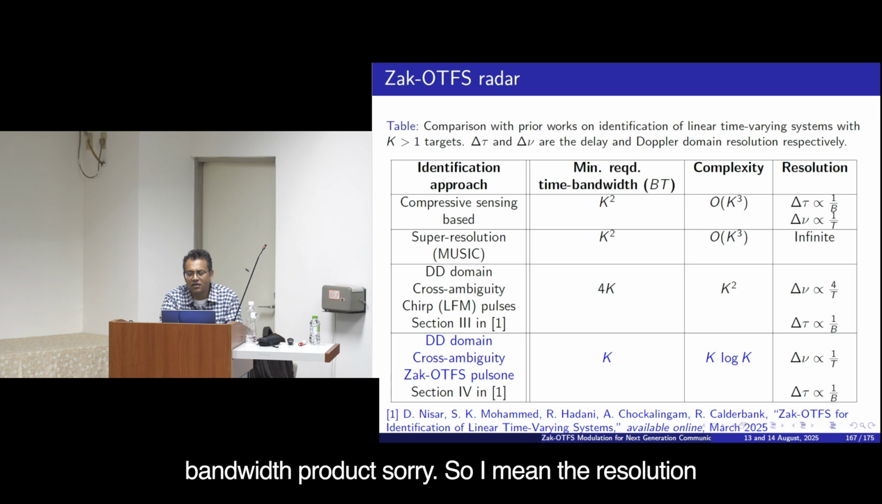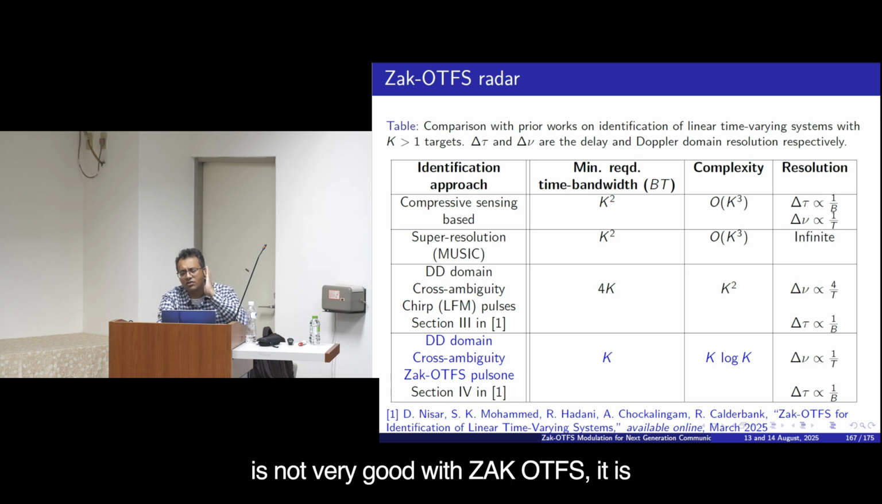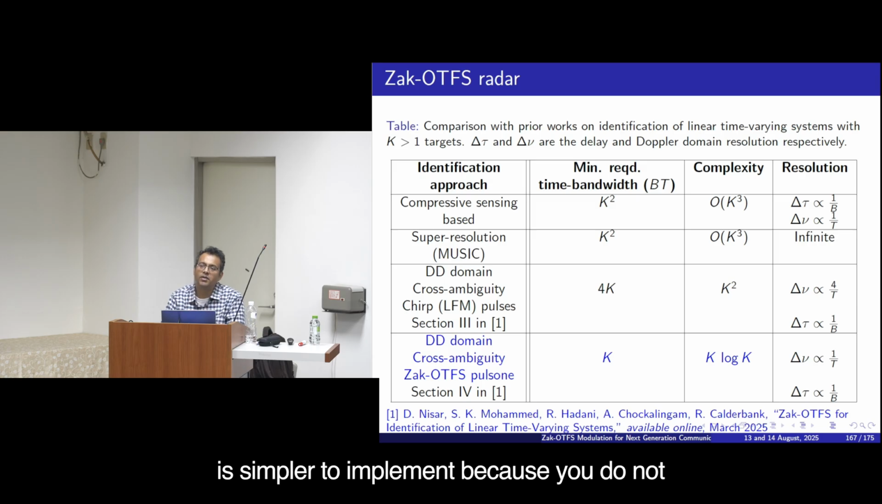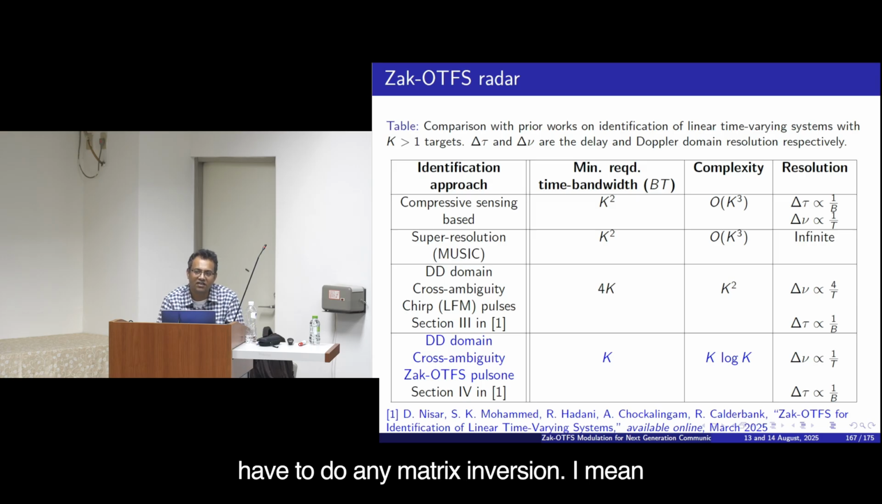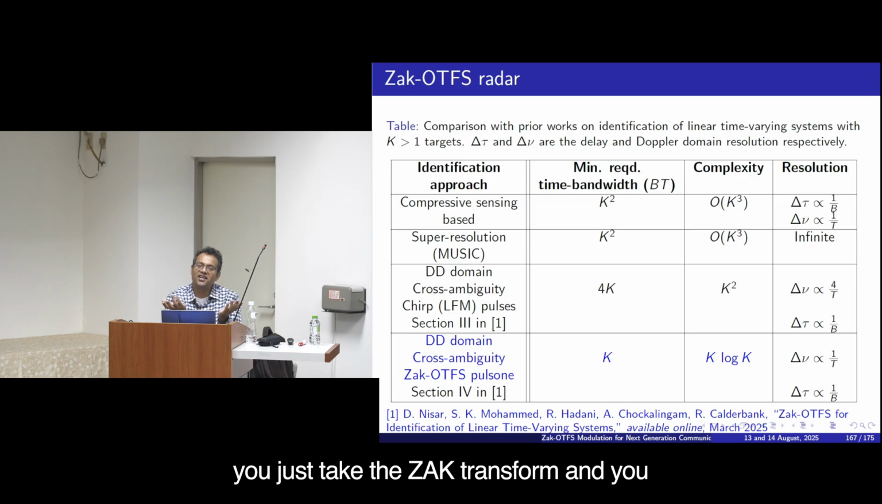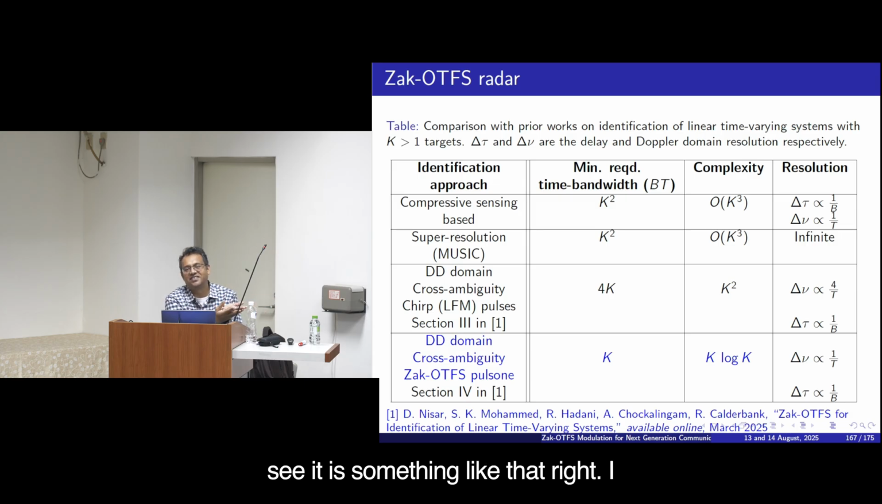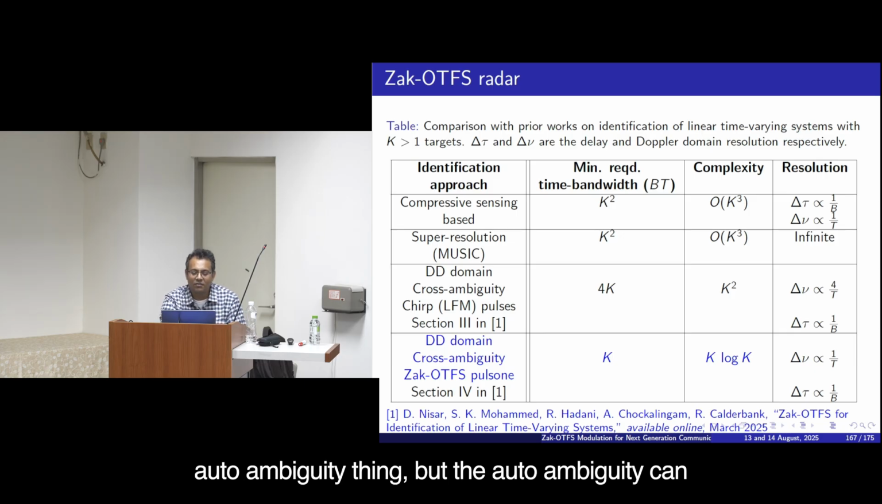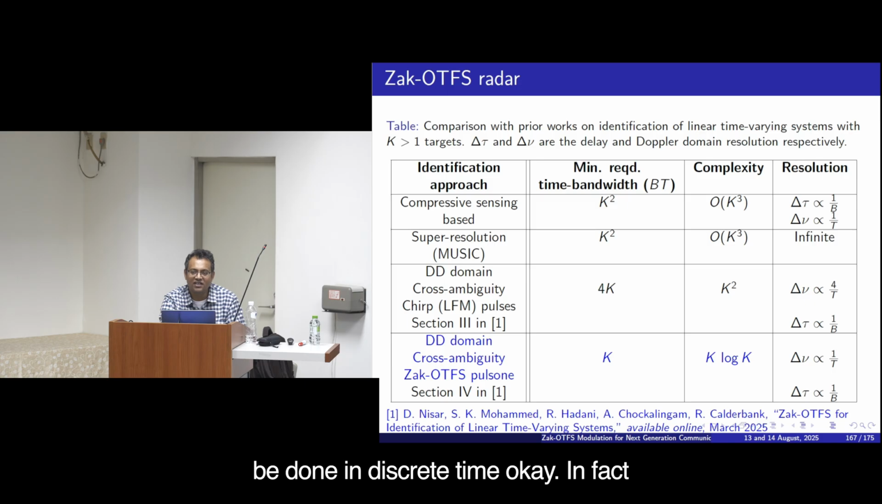So, the resolution is not very good with ZAAC OTFS, it's not as good as MUSIC, but it's simpler to implement because you don't have to do any matrix inversion. You just take the ZAAC transform and you see it. It's something like that, right? Of course, you have to do this auto ambiguity thing, but the auto ambiguity can be done in discrete time, okay.